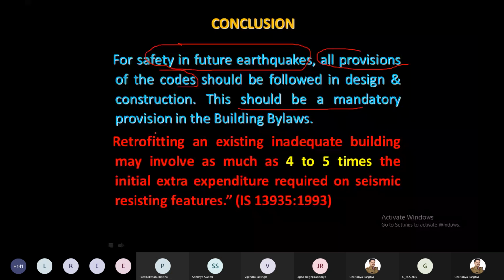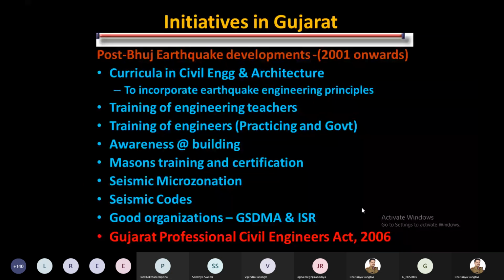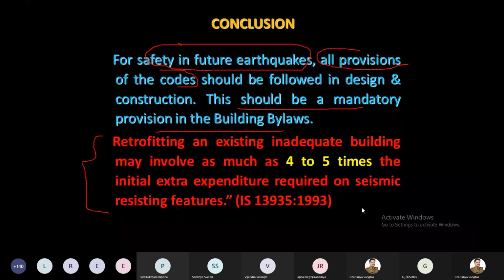And you have to understand that the retrofitting of an existing inadequate building involves 4 to 5 times the initial extra expenditure required on seismic resisting features, right? So retrofitting is quite costly. It is 4 to 5 times costly as compared to the initial expenditure required for the seismic resisting features, right? Fine. So up to this, I think we have discussed the basic part of the behavior of structures.